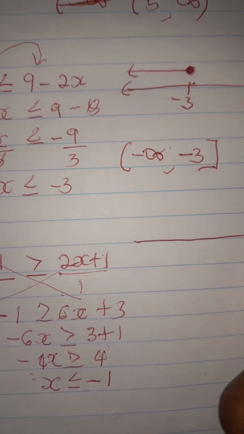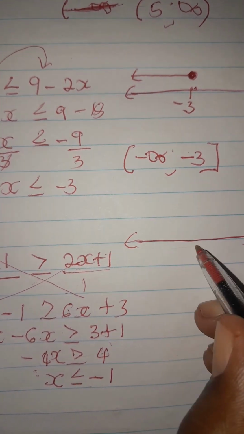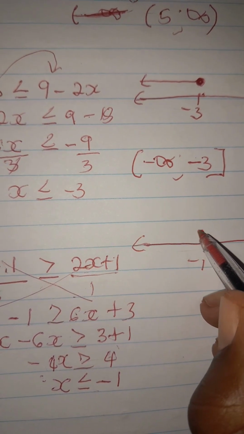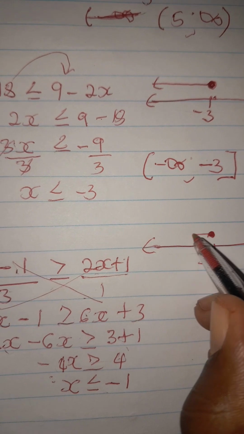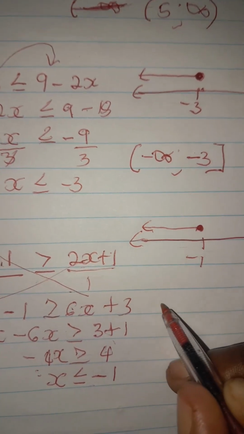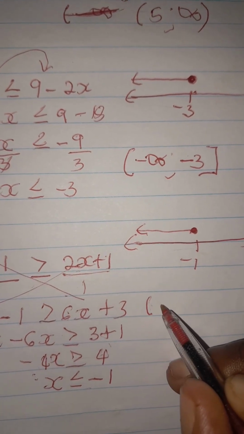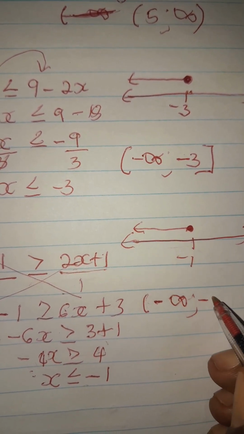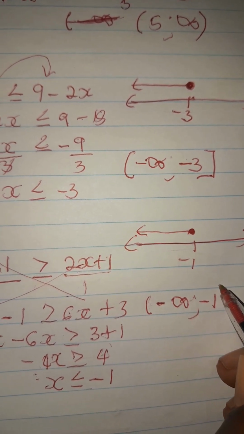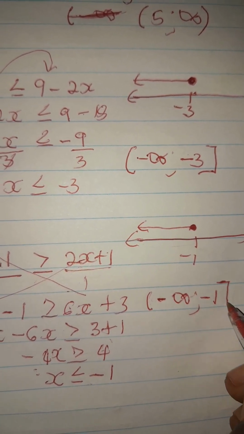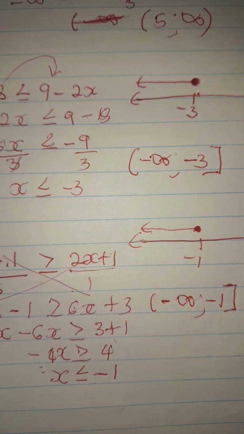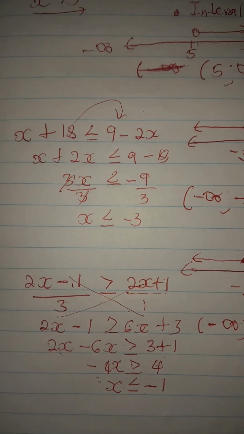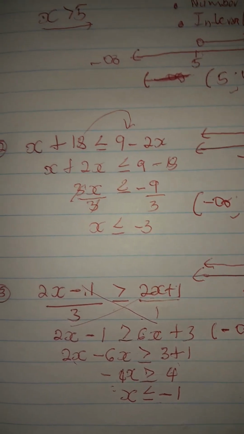So let's illustrate this on a number line. So we have -1. We are going to use a closed dot, so it will go this side towards -infinity. So writing it in interval notation, x is an element of -infinity as well as -1. Then since it's a closed circle, we're going to use a bigger bracket. So that's how we should work out this type of inequality, right?